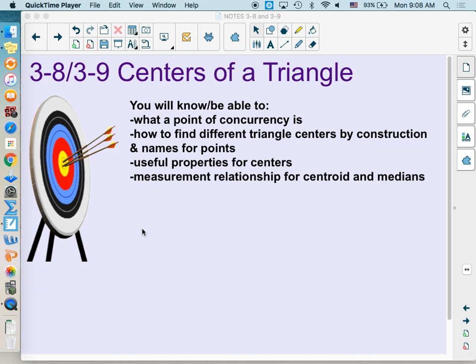You can see our goals. We're going to start talking about points inside or outside of a triangle that are considered the center of a triangle. So we have some vocabulary to talk about, how to make the constructions, and then what the relationships are that govern these.